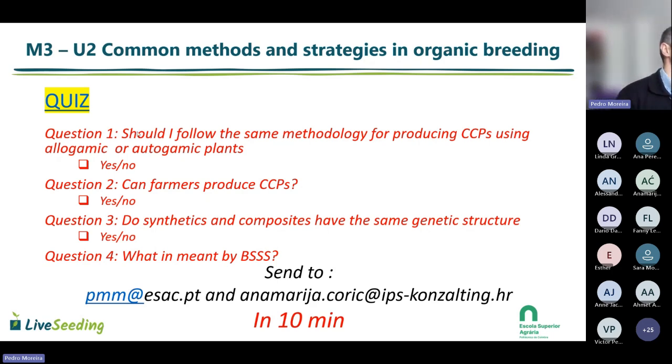So the question is, should we follow the same methodology for producing CCTs using allogamic or autogamic lines? Well, generally no, but there are some cases, for instance in the case of maize, unless you really want to drive the pollination, it will be more or less the same.